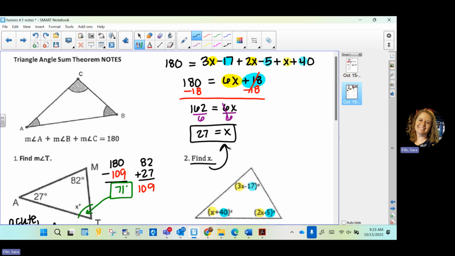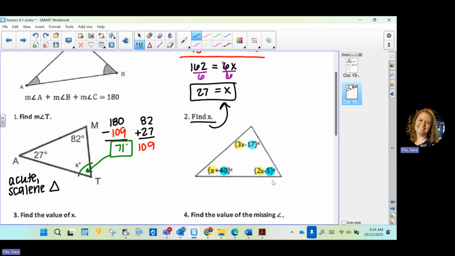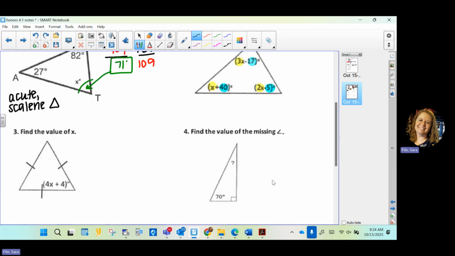Now, if it asked you for angle measures, what would you do? You would plug it back in and you could find each of these angle measures, and then you would be able to classify this triangle, wouldn't you? Okay, so just know that you can take that further depending on what's asked.